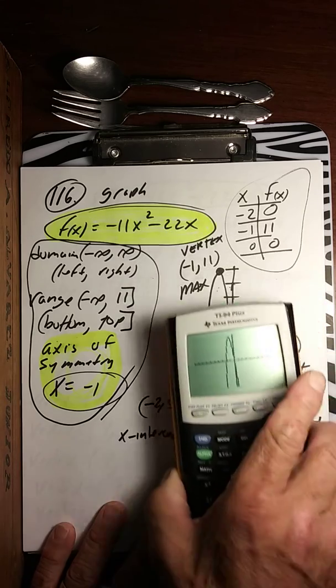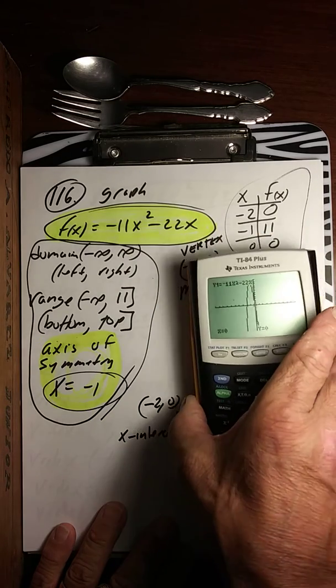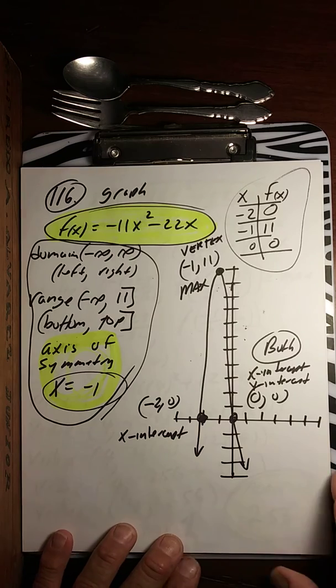There it is. So it goes over here somewhere on this side. You can do a trace again, get some points in there if you want. Alright, back to this problem here.